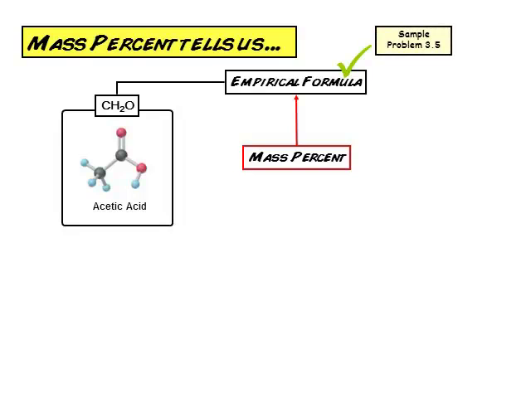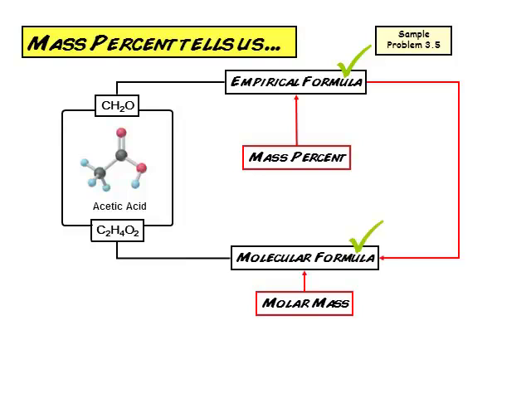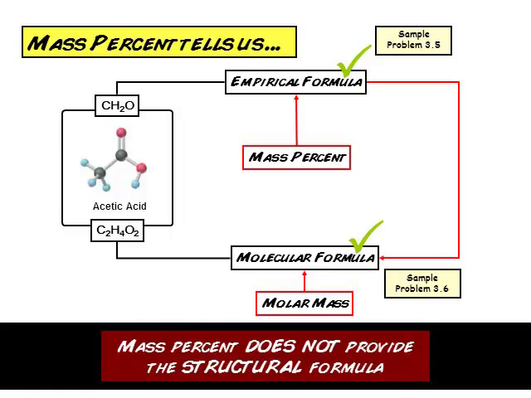Sample 3.5 in the book goes through this. If you want to determine the molecular formula from the empirical formula, we also need the molar mass. So, together with mass percent, molar mass allows us to determine the molecular formula. Sample 3.6 in the book goes through this. It is important to note that mass percent does not provide structural formula. What this means is we don't know how the atoms are connected together. We just know how many of each atom is in the molecule.